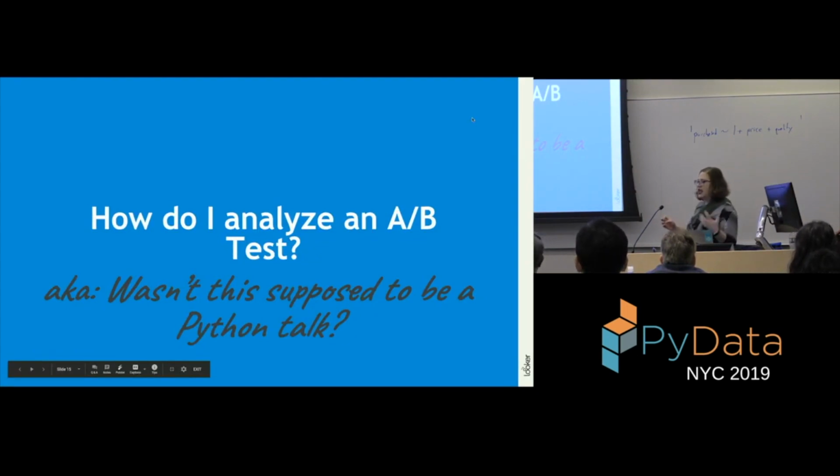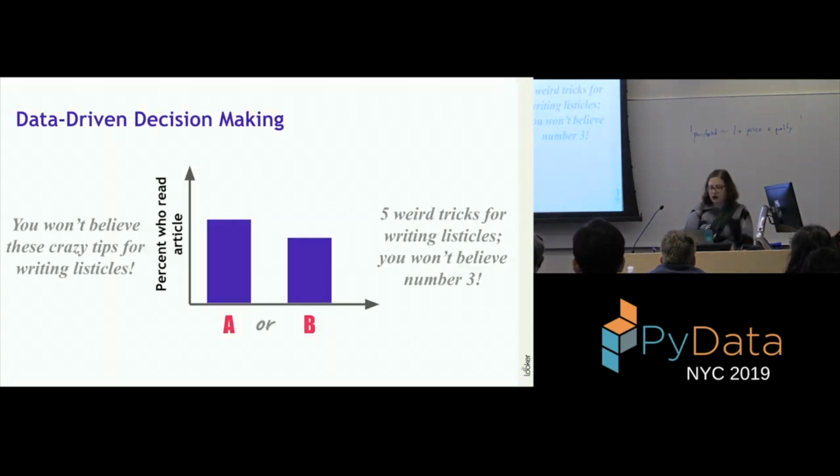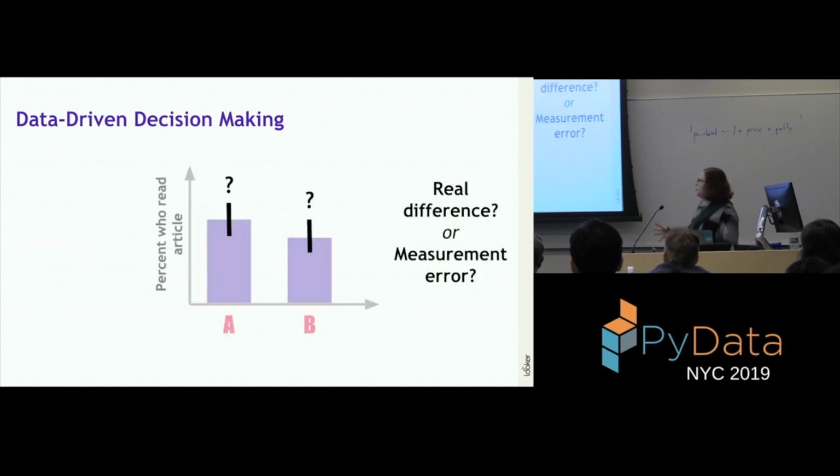Let's talk about how we actually analyze it. So originally I showed you this bar graph, but we're all data people here. So we know that no bar graph is complete without error bars. And in particular, we don't know what the error bars are for this test and whether or not they're overlapping. So for instance, in this case, if the error bars kind of overlap each other, it might not be a real difference. It might just be statistical noise.